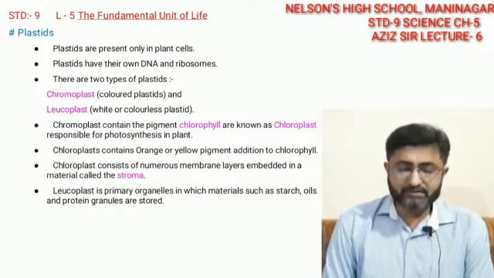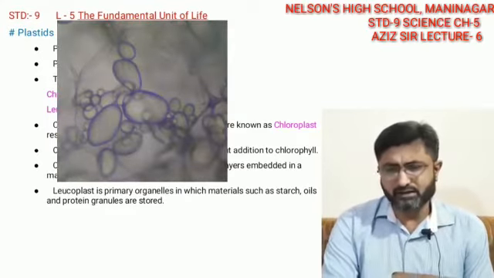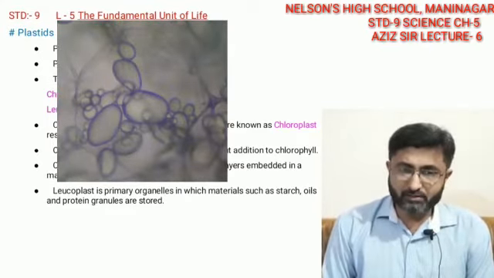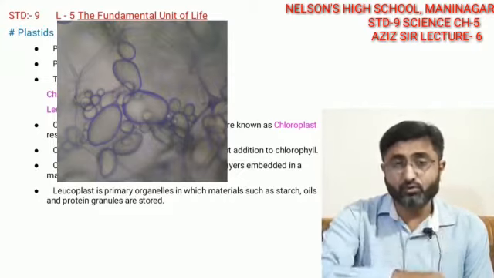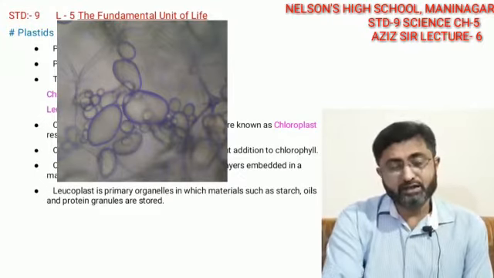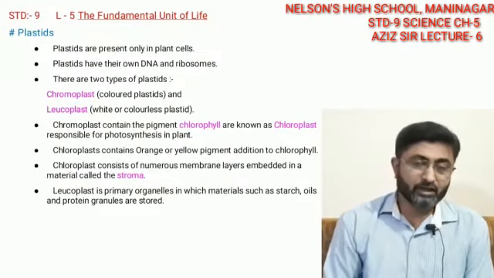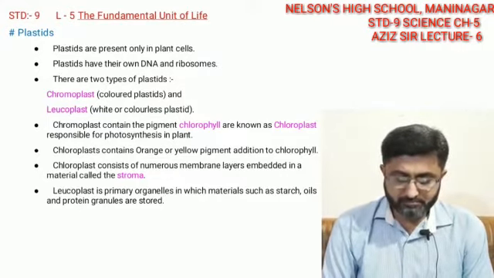Now the other type of plastid which is present is leucoplast. Leucoplast is totally colorless by its nature, but it is of great importance, because the food synthesized by photosynthesis, made by chloroplast, is stored in leucoplast in the form of starch. So this is basically a storage device.